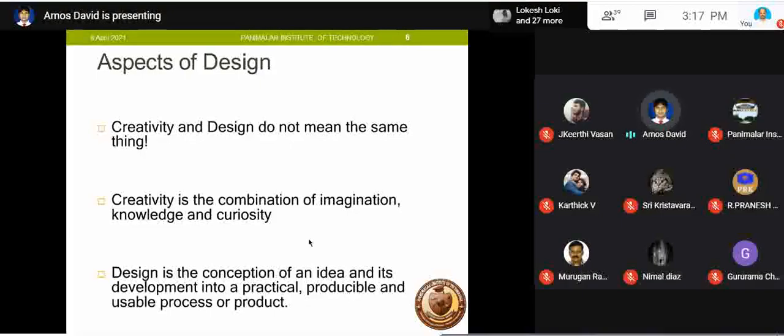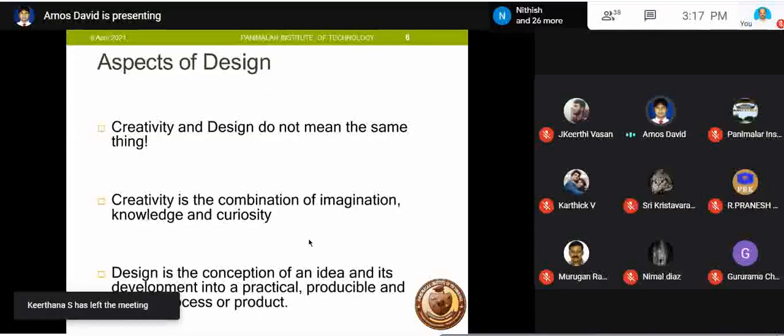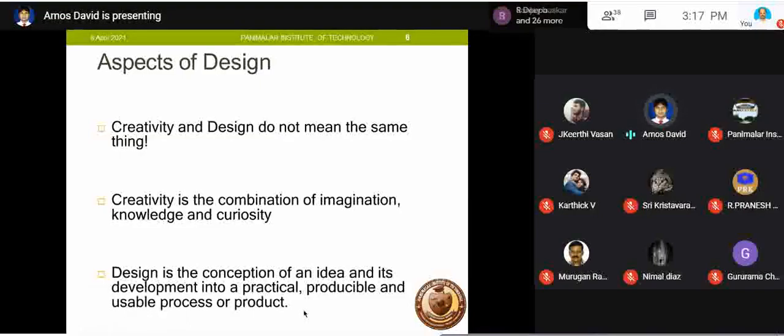So creativity can be anything. Okay, it need not be producible. All right, creativity need not come into real picture. But if you are going to design something, it has to be practicable, it has to be producible and usable process or product. That's what design should actually be.